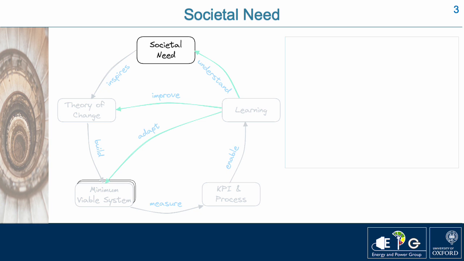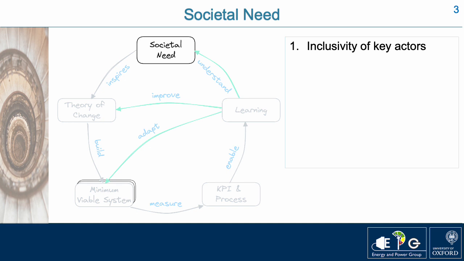Stage 1. Identification of the societal need. The first stage in the Lean Systems approach is to identify the societal need for which the new system is being developed. There are 5 principles that are worth considering when identifying the societal need. Principle 1. Inclusivity of key actors.